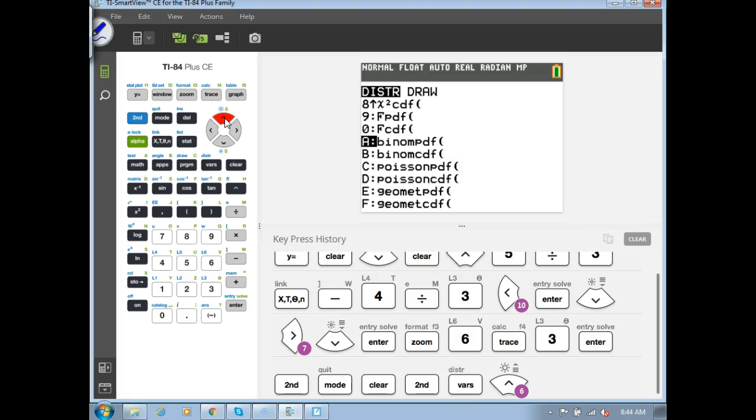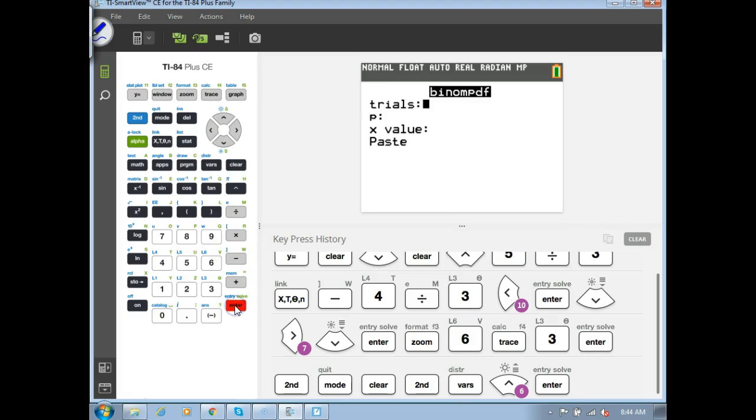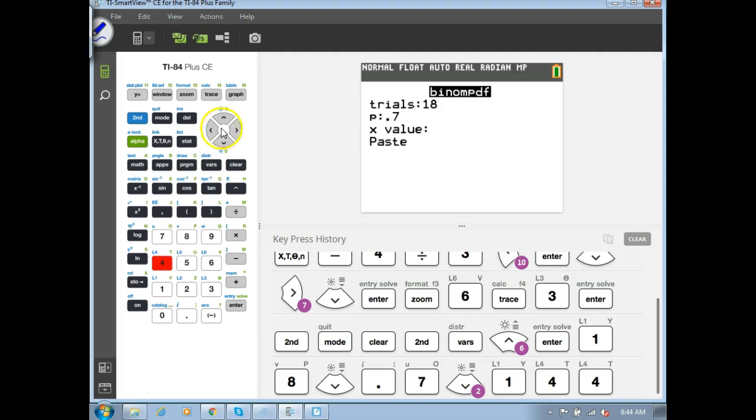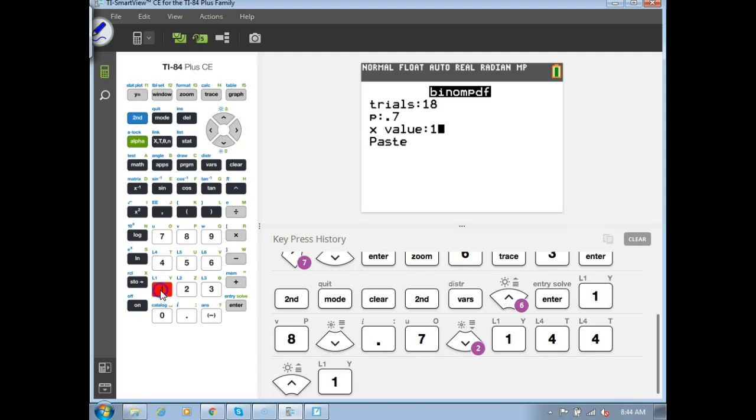So choose binomial PDF. And if you have an older calculator, you're going to type in what I'm about to type in the exact order with commas in between. Second vars, the distribution menu, go down to like A, I think it is, binomial PDF. Okay, so there was 18 trials. His probability of success was 0.7. And he was going to succeed hopefully 14 times exactly. 14.